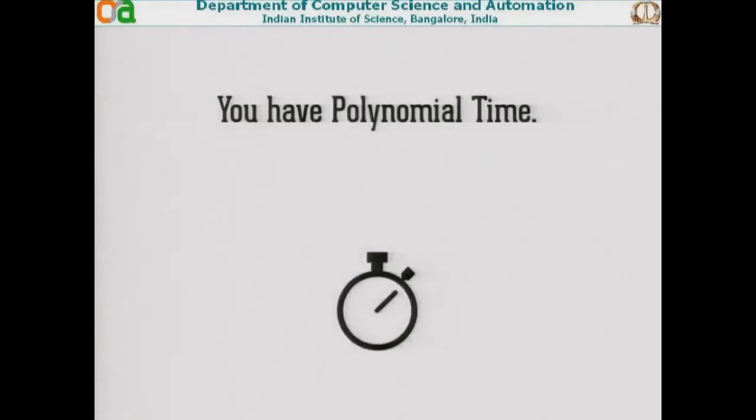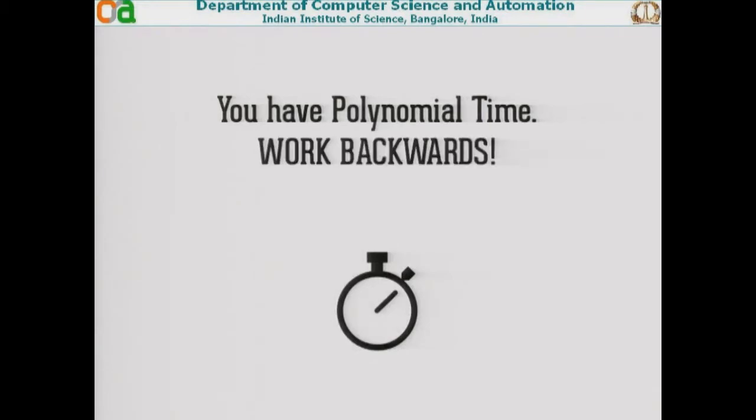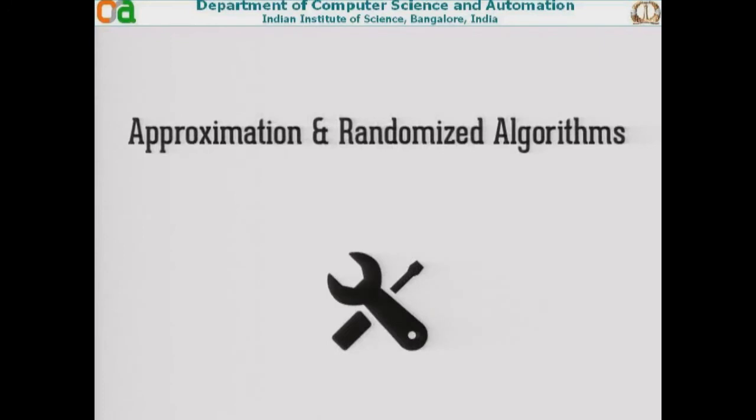You know that you have polynomial time. This is kind of an unbeatable truth. You can't afford any more. This is all you got. Now you work backwards from here and try and see what is the best that you can do in polynomial time, provably. So the first piece in the toolkit is approximation and randomization. You've seen glimpses of at least randomized algorithms yesterday. And approximation was mentioned.